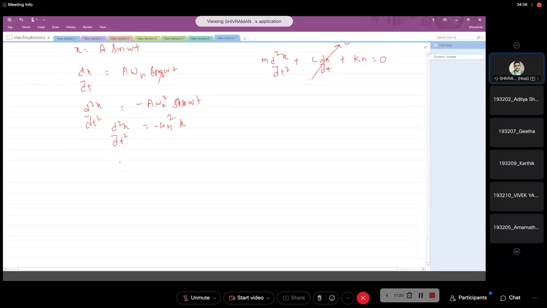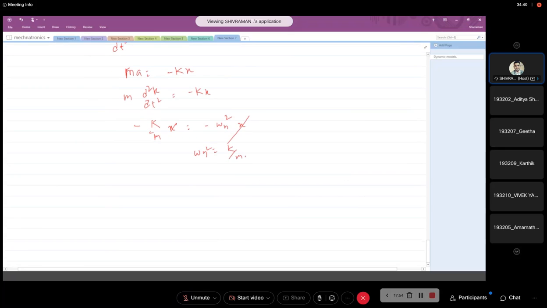Now, if you consider an undamped system, ma is equal to minus kx, and m d²x/dt² is equal to minus kx. So basically, minus k by m x is equal to minus omega n squared x. So omega n squared is equal to k by m. So this is for your undamped system.